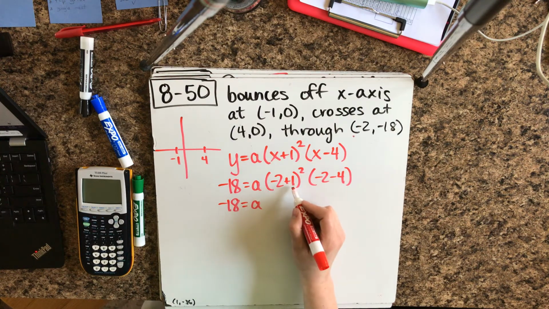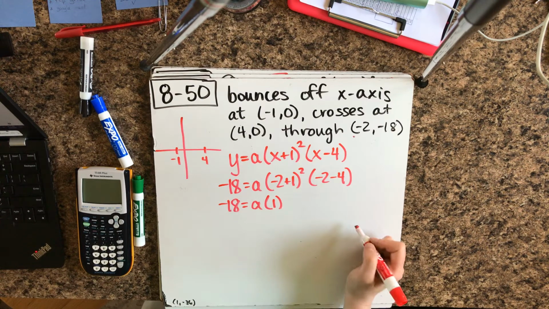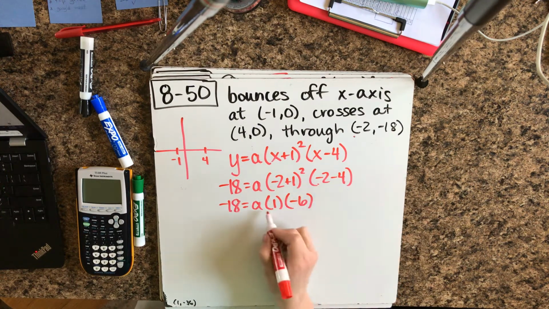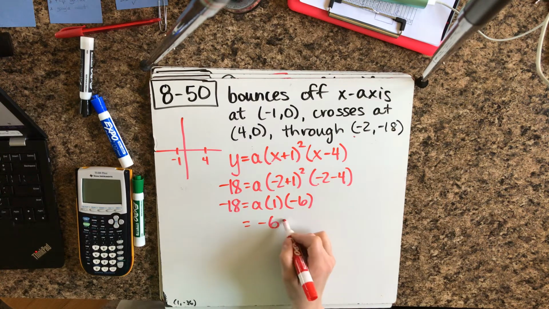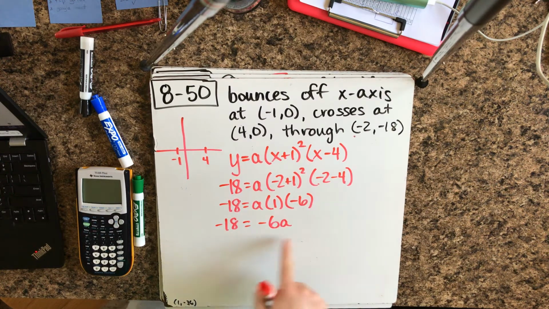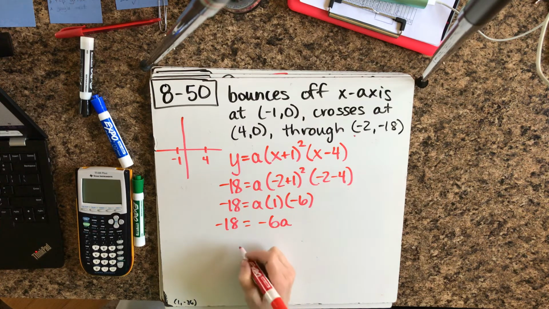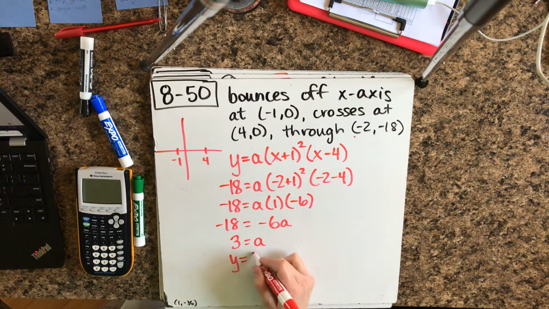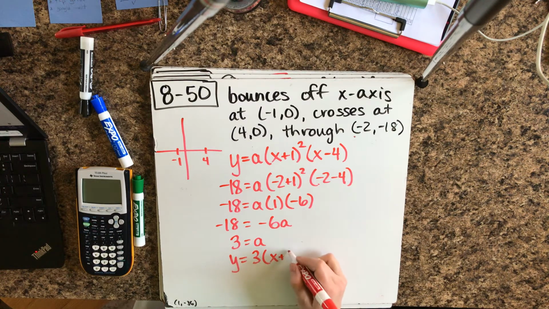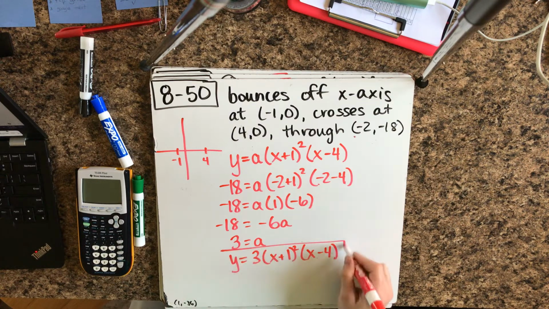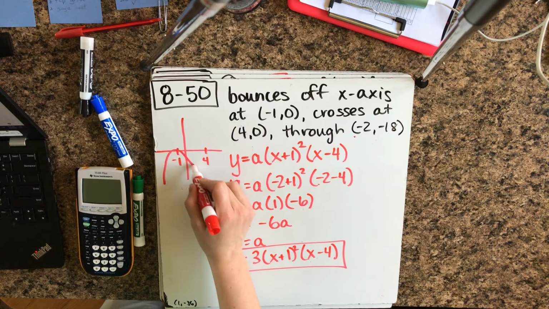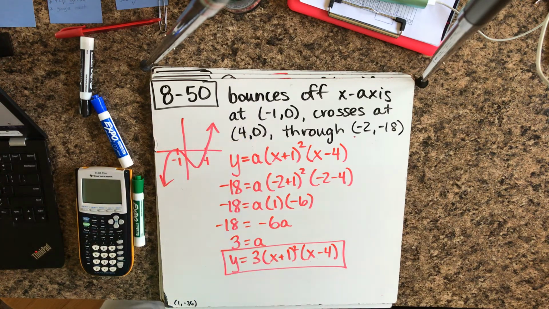-2 plus 1 is -1, squared is +1. -2 minus 4, -6. When I multiply that side, I get -6a. When I divide both sides by -6, I get +3. Okay, so I now know this graph has a positive orientation. So when I graph this, it's going to bounce at -1 and go through 4.